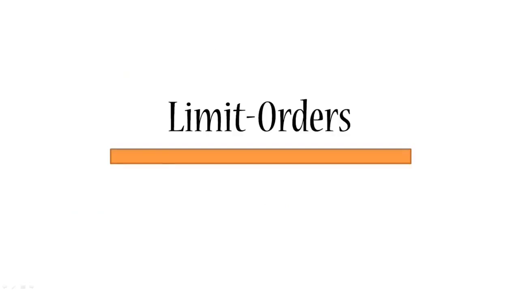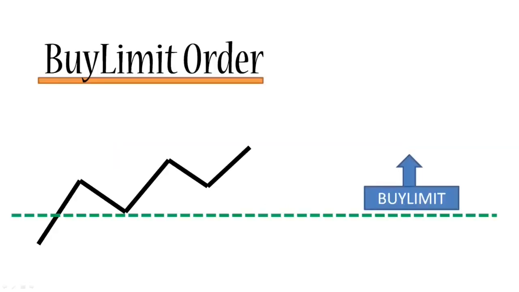Limit orders. Limit orders are similar to stop orders. A buy limit order is actually set below the market. So what you're anticipating is for the market to go down, touch your order, cross it, and then go back up. So you're anticipating a recoil.